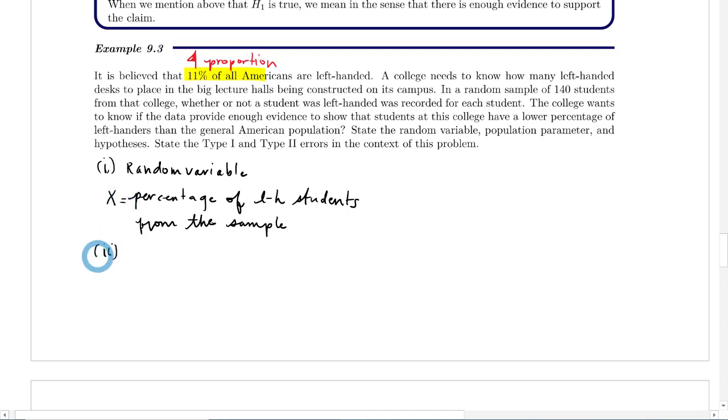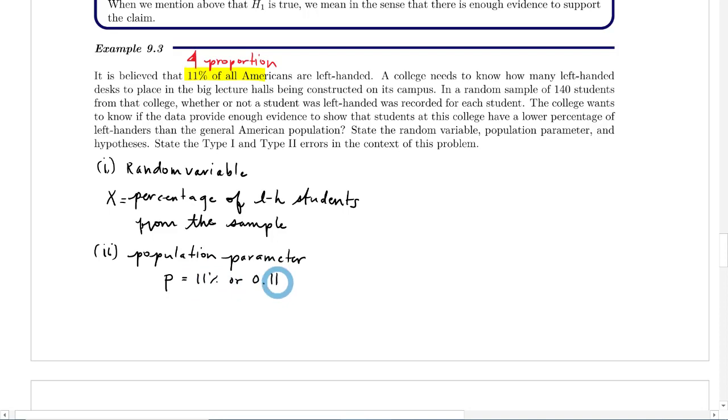The second one is the population parameter. So the population parameter gives us a proportion, so a p, which they define as 11%, right? Or we usually write 0.11.